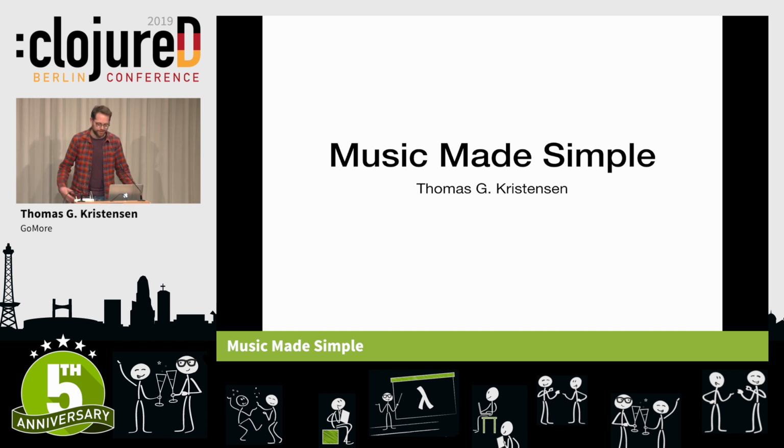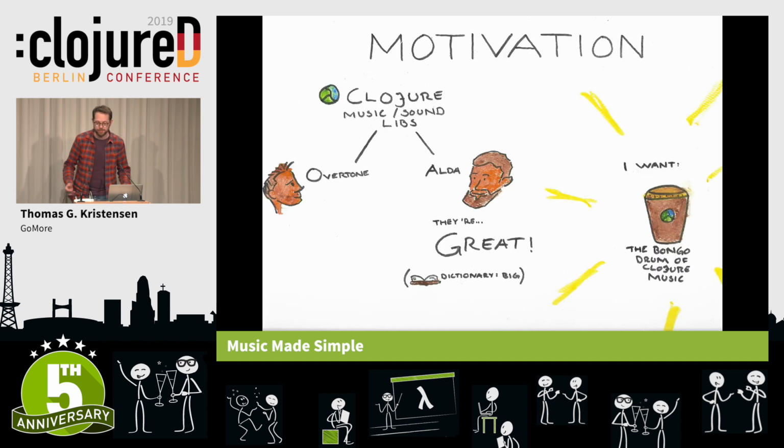So my talk is about making music, but making it in a very simple way. I've experimented with music before in Clojure, and there are some really good libraries out there. Overtone is great for timing, making synthesizers, playing samples, all that sort of stuff. And Elder is really great for composing musical scores and manipulating those. And those libraries are great.